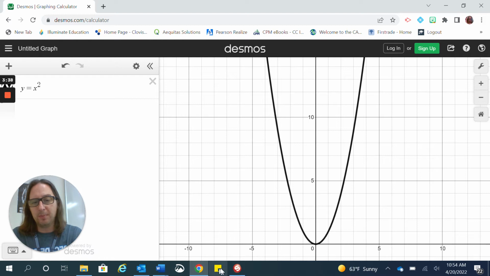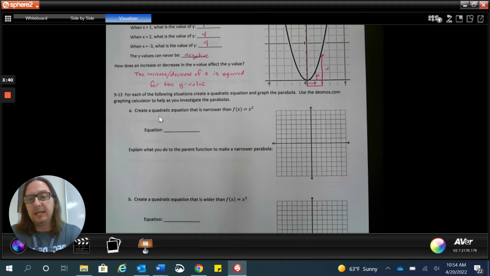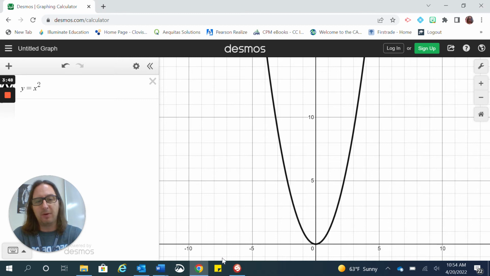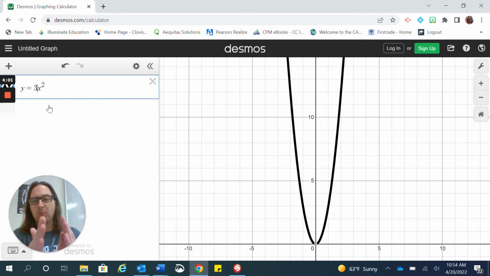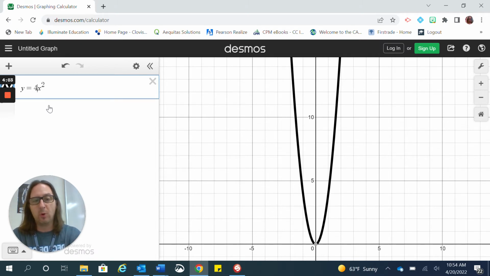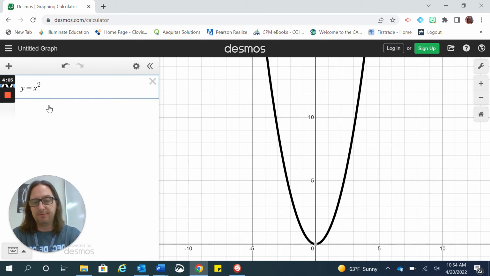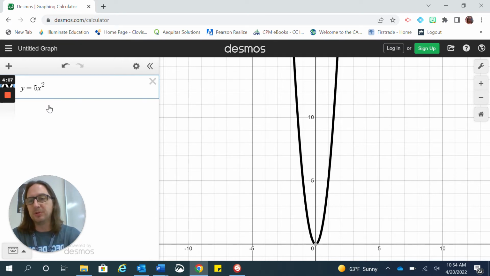Okay, so going back to here, we need to create a quadratic equation that is narrower than the parent function. All right, so I want to narrow that graph. I want to make that like thinner. So if I put a number in front of the x squared right there, like a 2, see how that became smaller? Or if I put 3, see it's getting more and more narrow. But if I put 4, even more narrow. 5, even more narrow, and so on and so forth.